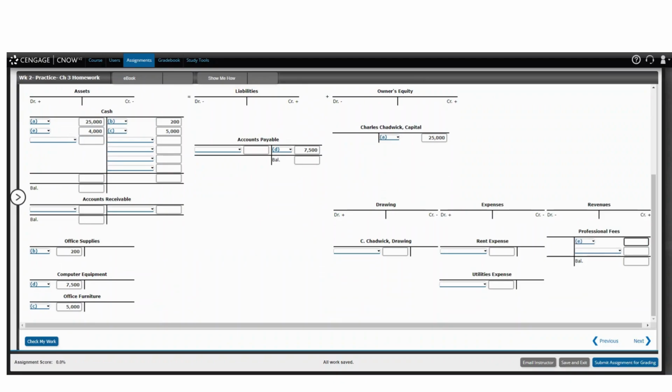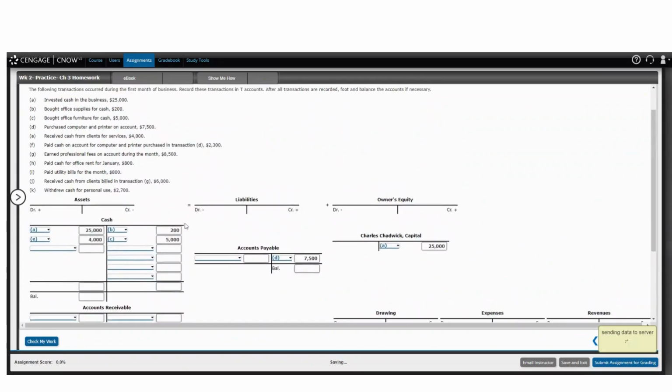E, 4,000, okay? In F, they paid cash on account for the computer and the printer they purchased in transaction D in the amount of $2,300. Okay, so I know my cash is going to decrease because I made a payment on something. So I'm going to put F, decrease my cash on the credit side in the amount of $2,300.